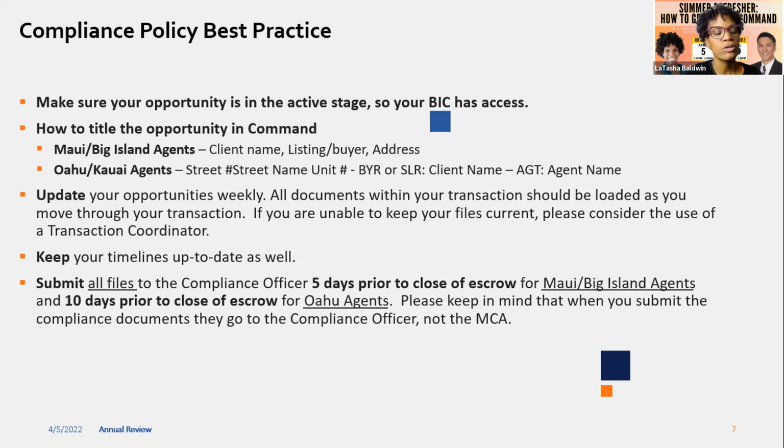Great question. So there's two ways. For Maui and Big Island agents, you want to have the client name, the listing or buyer, and the address. Maui does it slightly different than Oahu and Kauai, because when you start from the contact and you create the opportunity, it's going to automatically have the client name and whether it's the listing or buyer. And then we're just asking you to add the address to it.